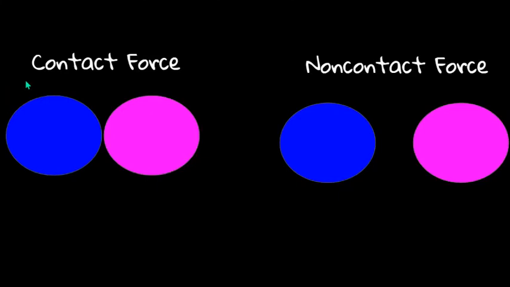So just to recap, a contact force is when two objects touch and then create motion. And a non-contact force is when there is motion without the objects touching, for example, with magnetism and electricity.